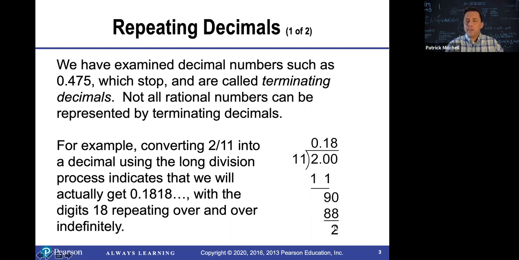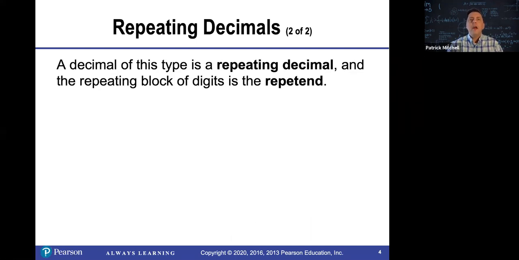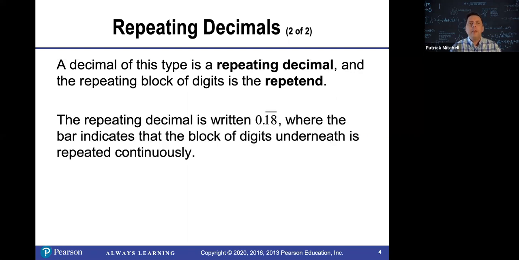When you see a number come up in the long division that you've already seen, that means you're looking at a repeating decimal. A decimal of this type is a repeating decimal, and the repeating block of digits is called the repetend. The repeating decimal is written 0.18 with a bar over the 1 and 8, and that bar indicates that the block of digits underneath is repeated continuously.